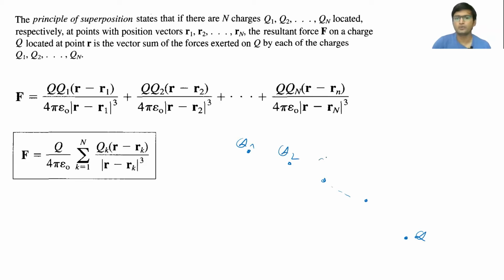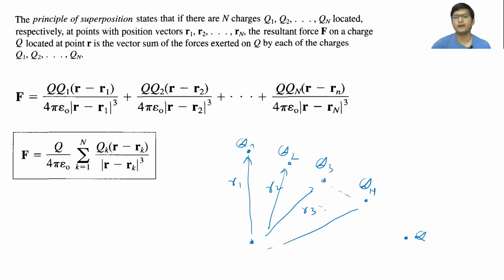So this was q1, q2, q3 and so on till qn, and this is the charge q, and all these vectors are having some direction: basically r1, r2, this one is having r3, similarly this one is having rn, and this one is having r. Let me call the direction of q as r.